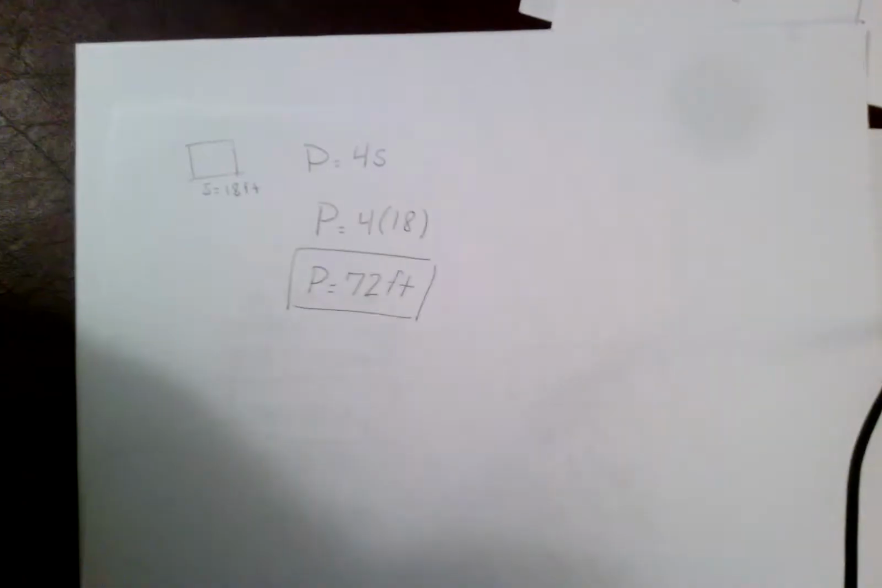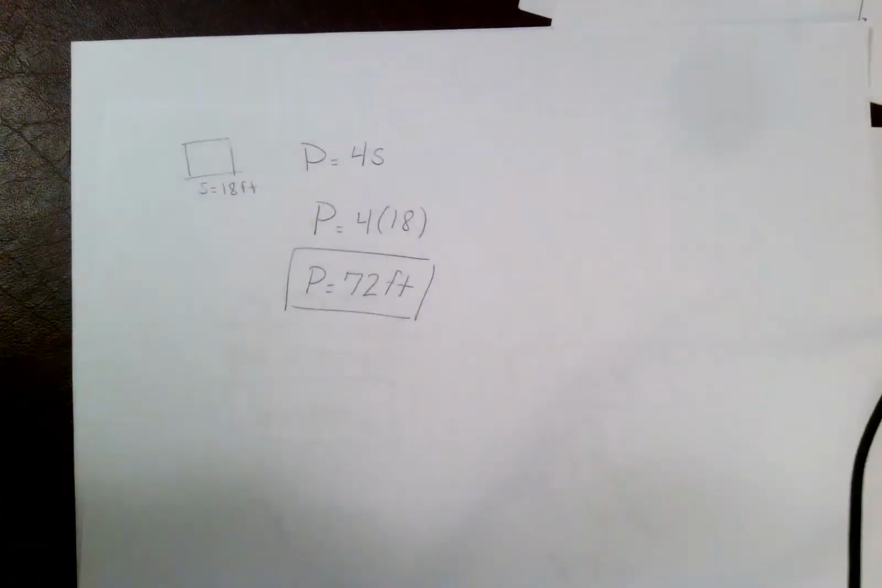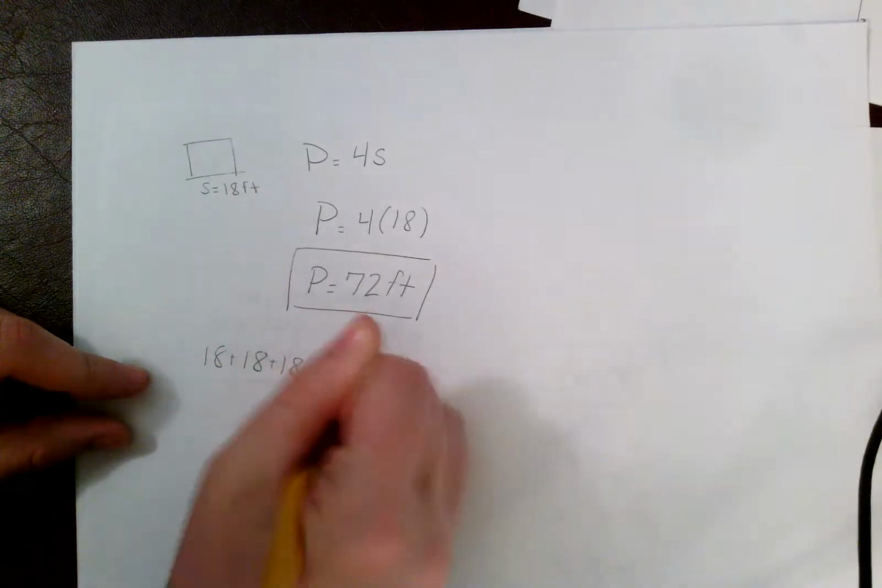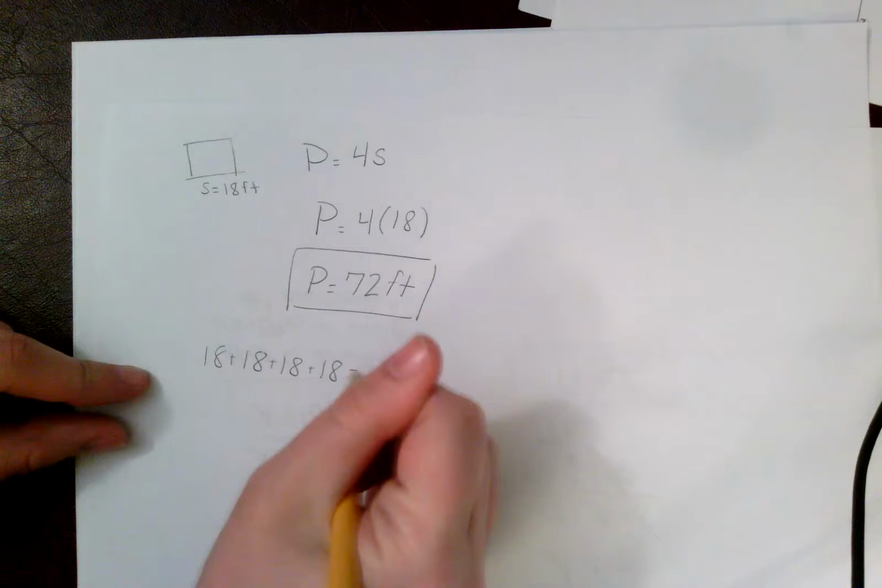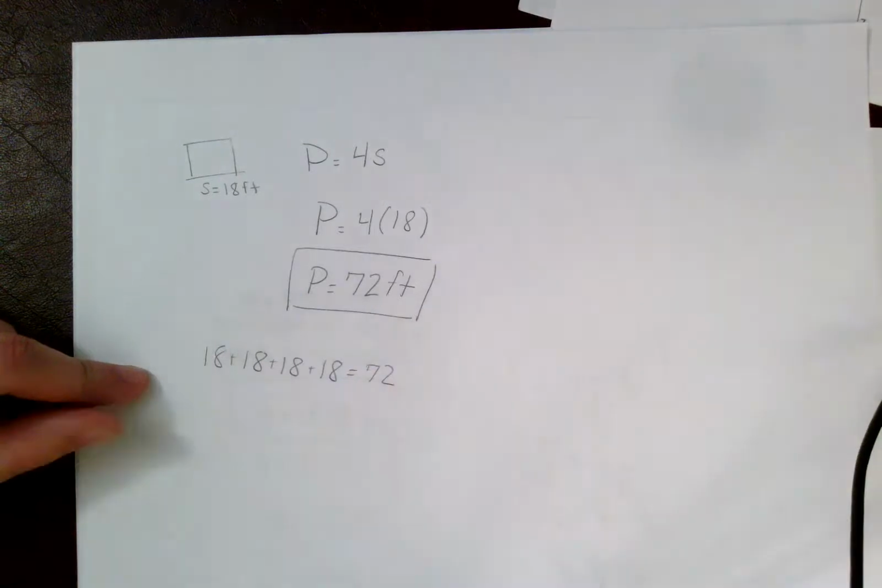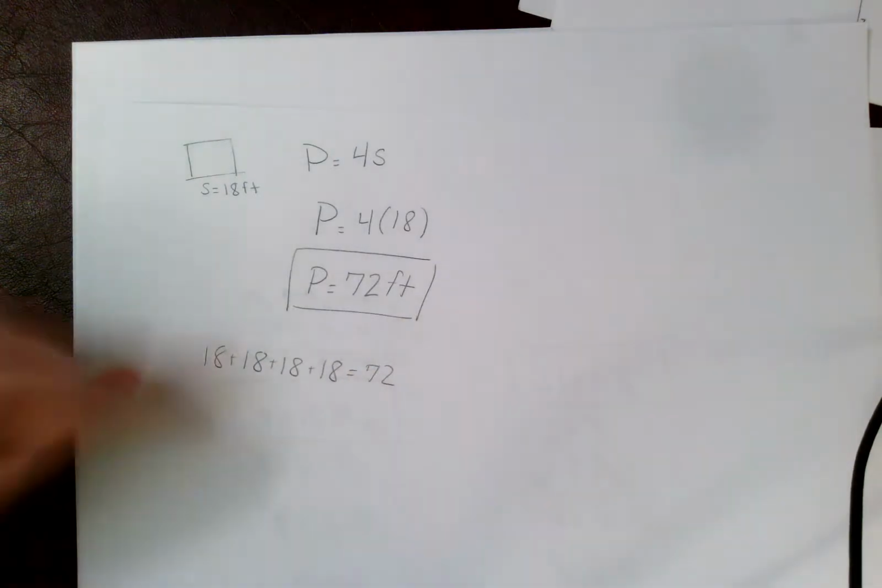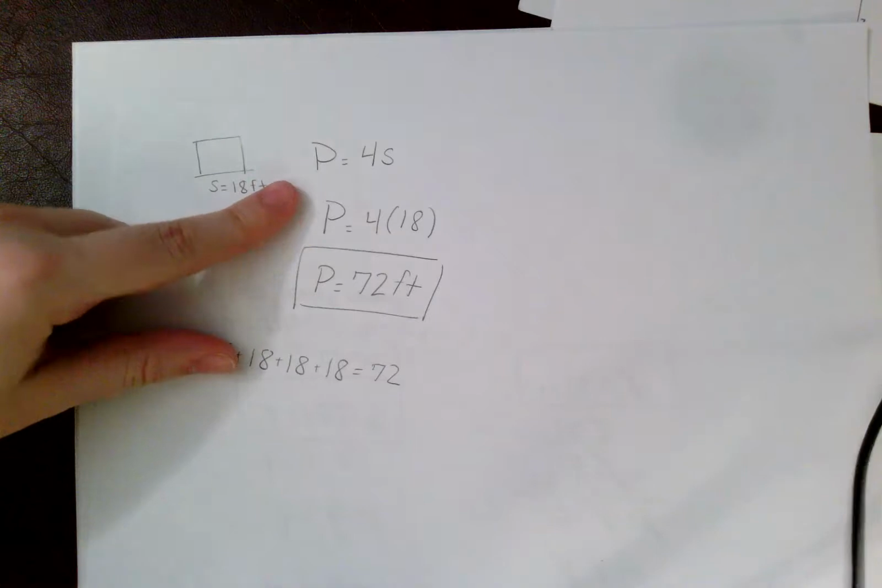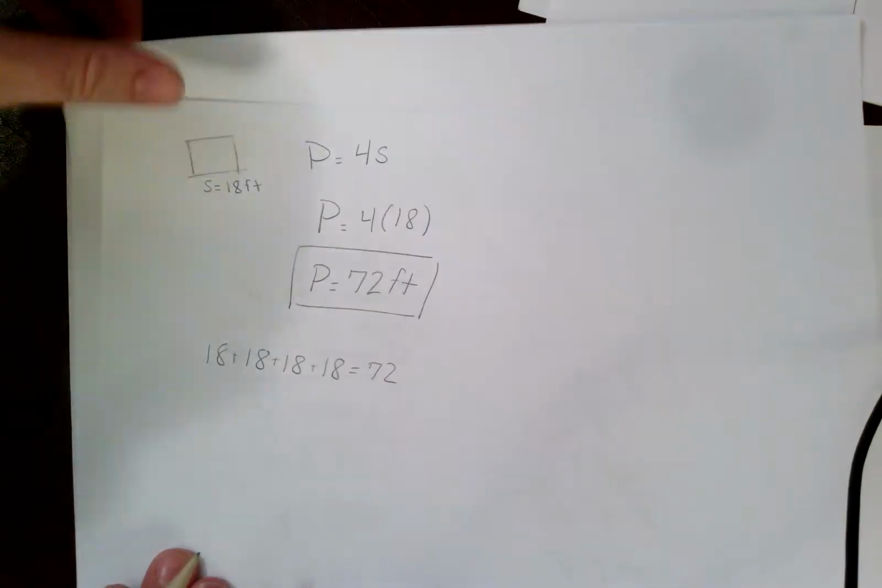Always make sure your answer has units, and it is just 72 feet because we're not calculating area. We are just looking for the perimeter, adding all our sides. And just to show you, 18 plus 18 plus 18 plus 18 equals 72. Either way works, but for the purposes of our quiz, our unit, we are using this formula to calculate the perimeter of a square.